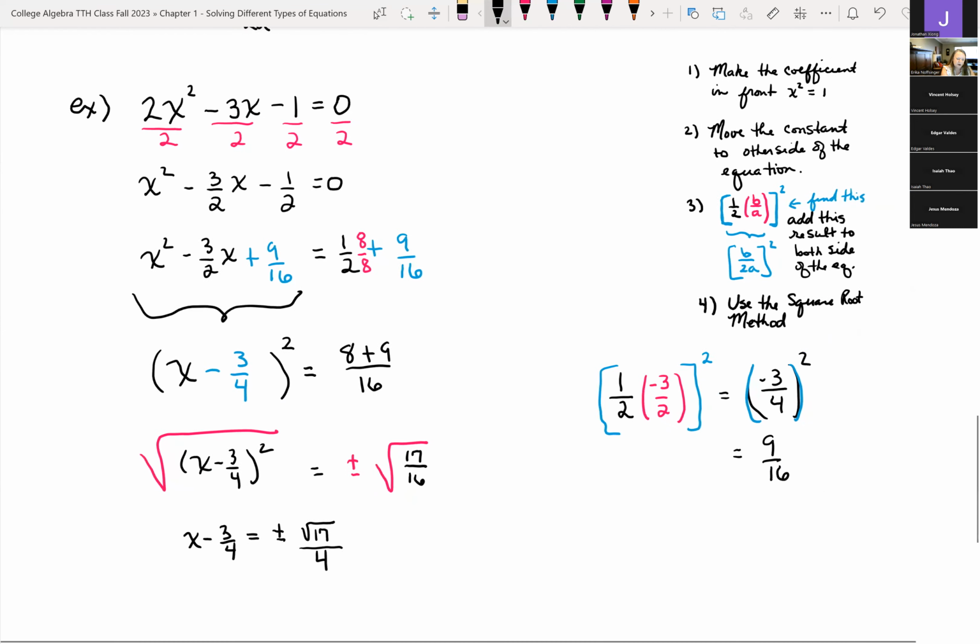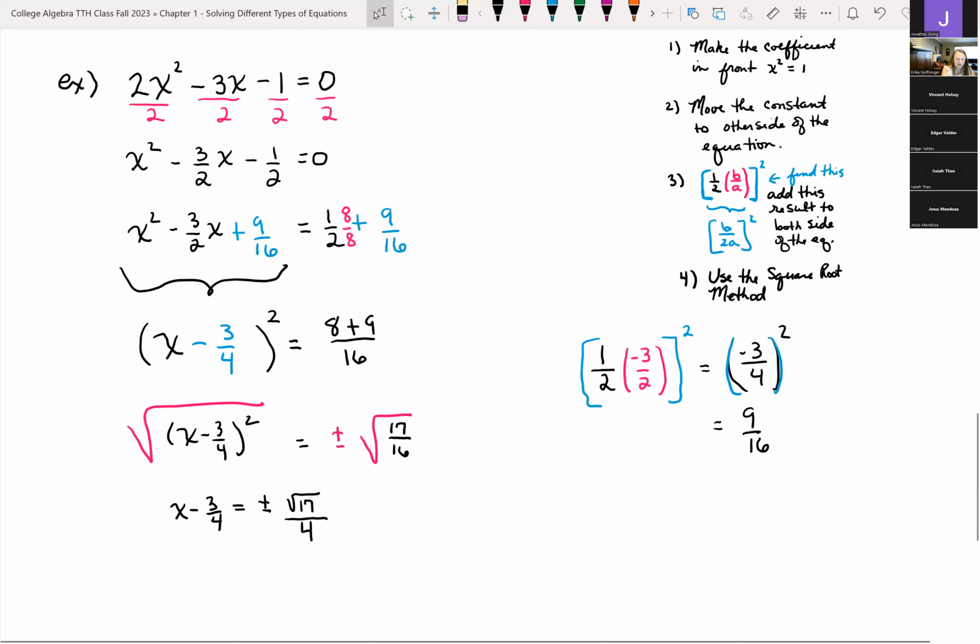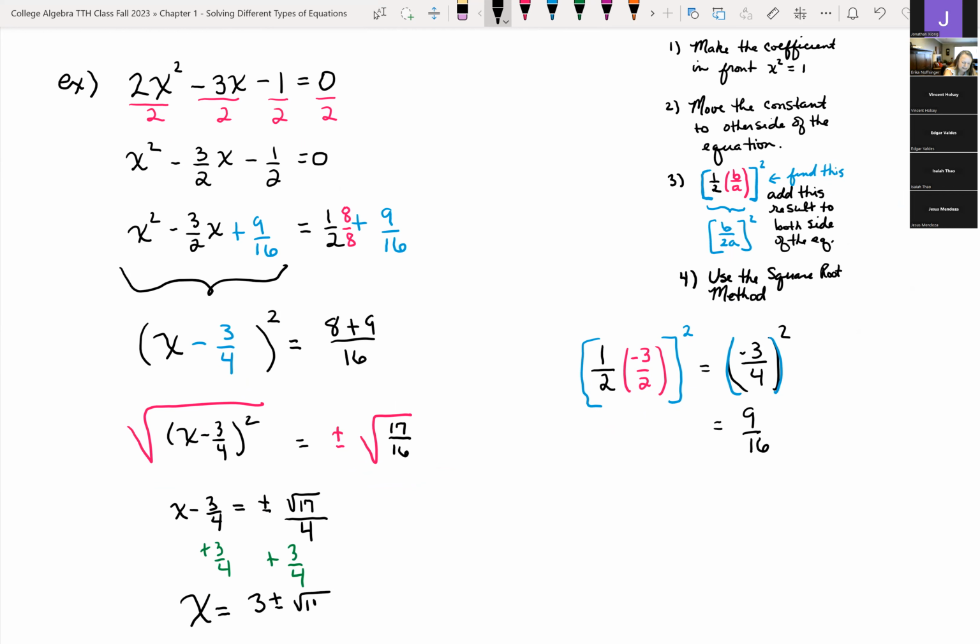So we're using that square root method to solve. We're now just isolating our x. We can isolate our x by adding 3/4 to both sides. When I add 3/4 to both sides of the equation, I have a common denominator, so I can rewrite that as a single fraction. So x here is equal to 3 plus or minus the square root of 17 all over 4.